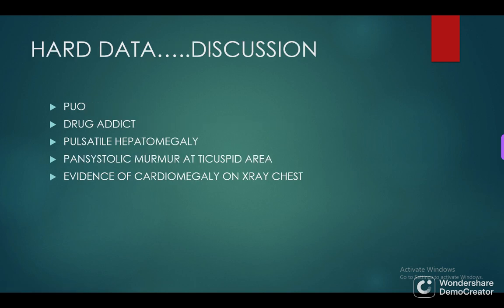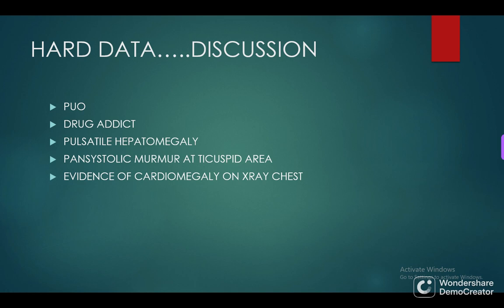The hard data discussion: a paroxysm of unknown origin for more than 6 months. He was a drug addict. There are certain conditions associated with drug addicts. Pulsatile hepatomegaly means that the liver is actually enlarged or congested. On the right side of the heart, there is something going wrong. And then a pansystolic murmur at the tricuspid area, not at the mitral area.